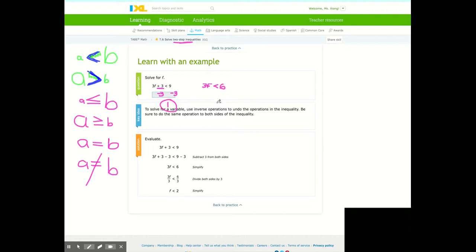The second thing we're going to do over here, we still need to isolate f and get it by itself. This is the variable. In order to do that, you have to get rid of the 3 that is multiplied to the f. So we will divide by 3 on both sides. At the end, your answer will be f is less than, and then 6 divided by 3 is 2. So that is your answer. Any questions?